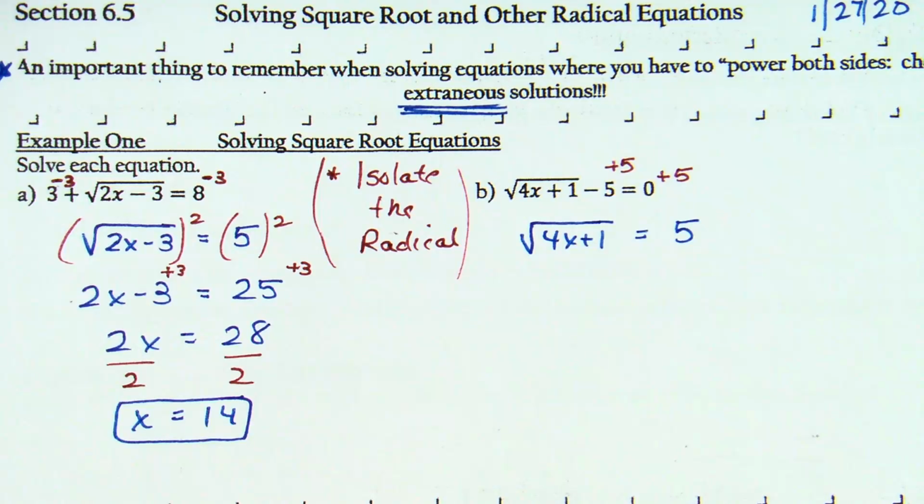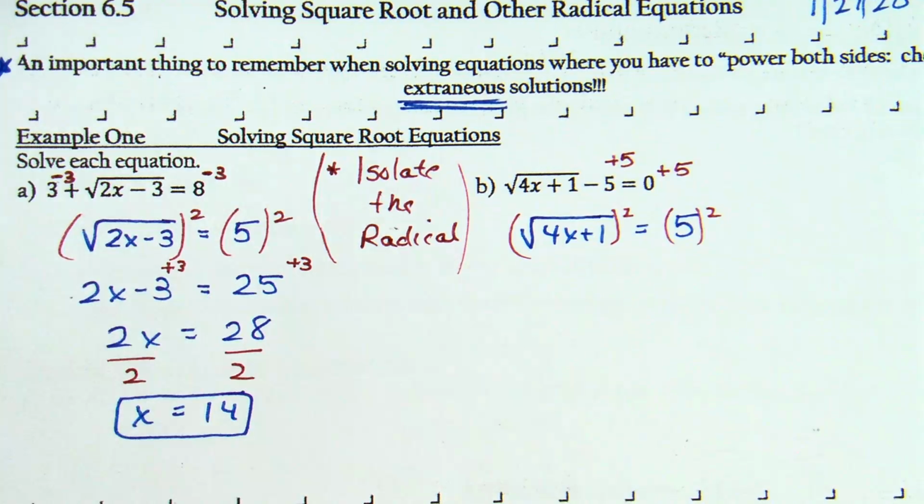Okay, how do I get rid of that square root? You square it. If I square the left, I square the right. What happens when we square the square root of 4x plus 1? 4x plus 1. 5 squared? 25.